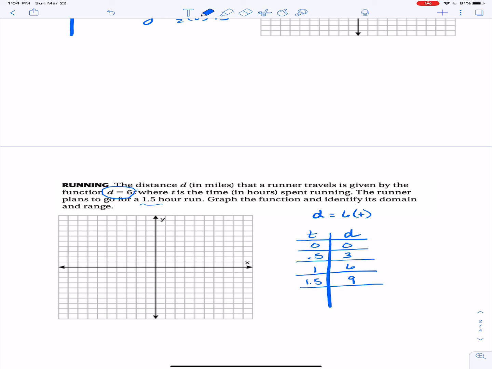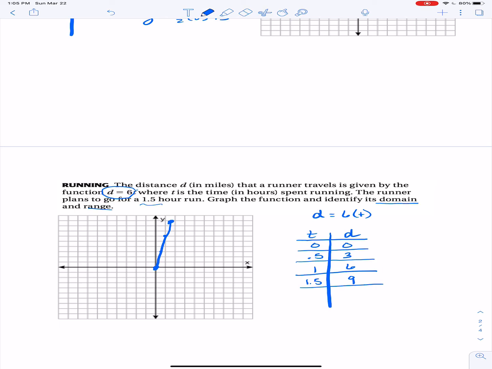So now all I have to do is graph this equation. So we have 0, 0. We have 1/2 and 3. Then we have 1 and 6. And then we have 1.5 and 9. Okay. So our graph is from there to there. Now, we've got to deal with this. We got to identify the domain and range.